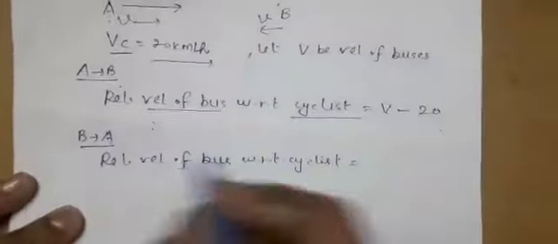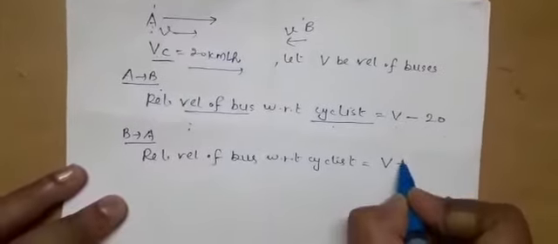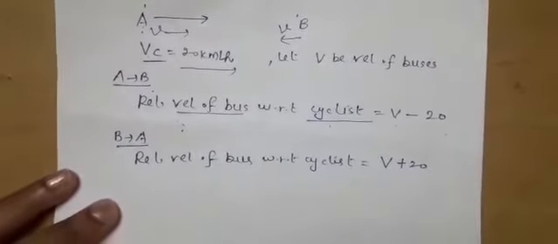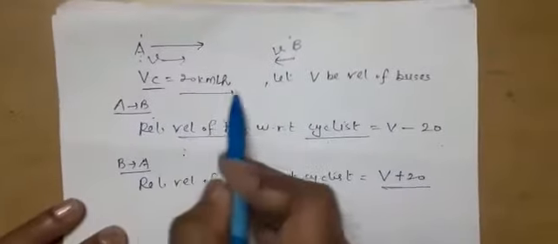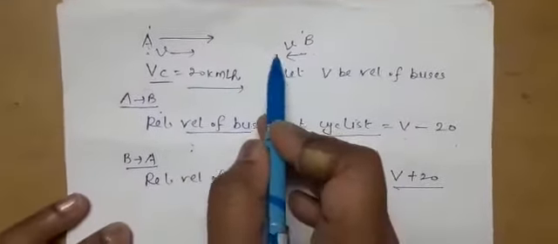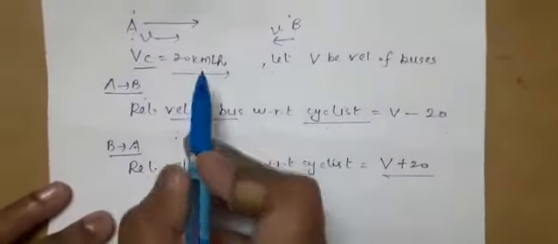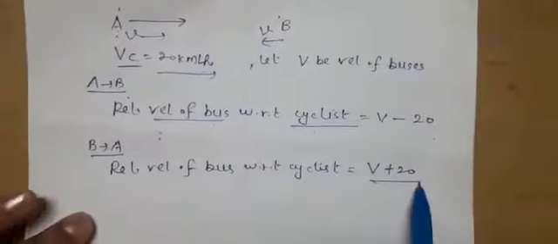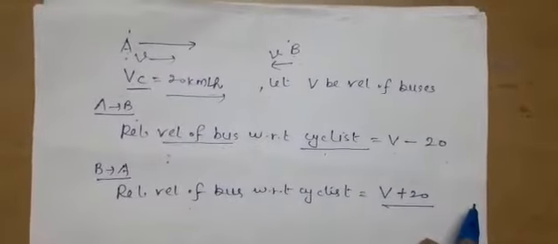So on applying the result, we can directly take the velocity of bus plus the cyclist's, V plus 20. Why this? Because you are taking the velocity of bus with respect to cyclist, so velocity of bus will be taken as positive and this will be taken as negative as per the convention. So as per this result, this will be V plus 20. So directly you can take the sum of individual velocities.